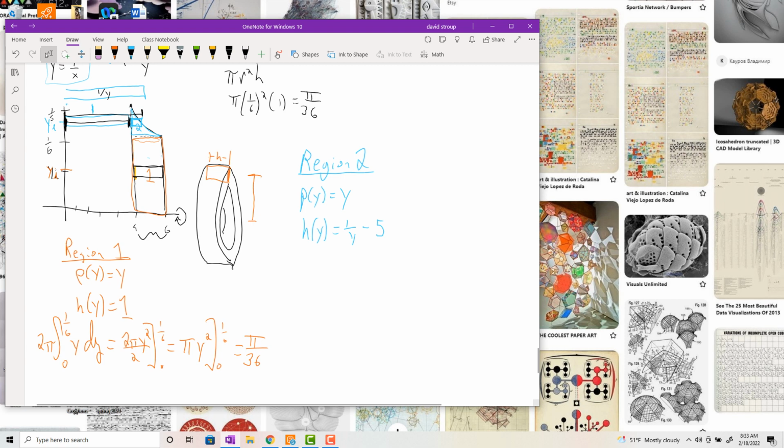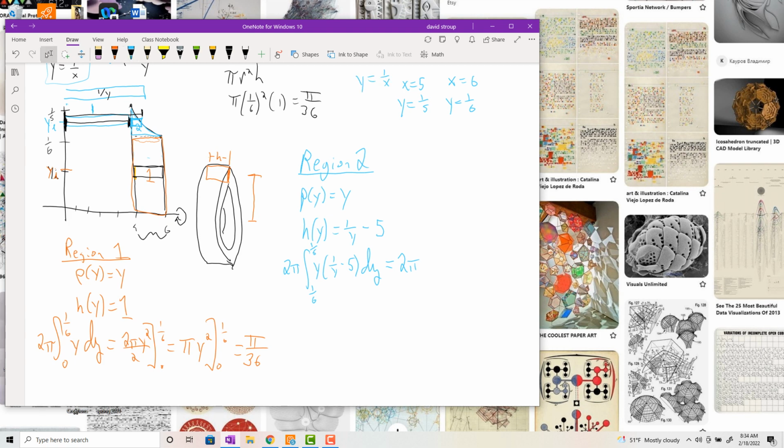Expand this a little bit so I have a little more room. And 2 pi integral y times 1 over y minus 5 dy. And it's going to go from where to where? It's going to go from where the previous integral left off at 1/6, and then it'll go up to 1/5. I base the 1/5 and the 1/6 off the function. So when x is 5, y will be 1 over 5, right? When x is 6, y will be 1 over 6. And that's just from the original function, y equals 1 over x.